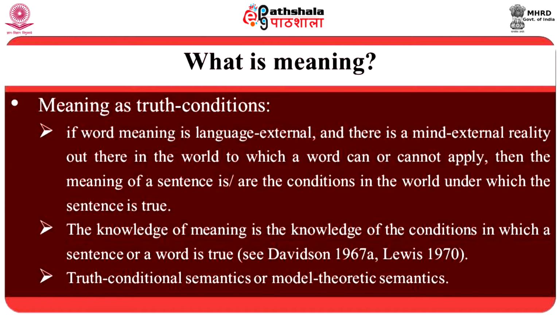This is called truth conditional semantics or model theoretic semantics, and the central idea of this theory is that knowing the meaning of a sentence is knowing its truth conditions. This idea is common to other variants of semantic theory such as possible world semantics and situation semantics.